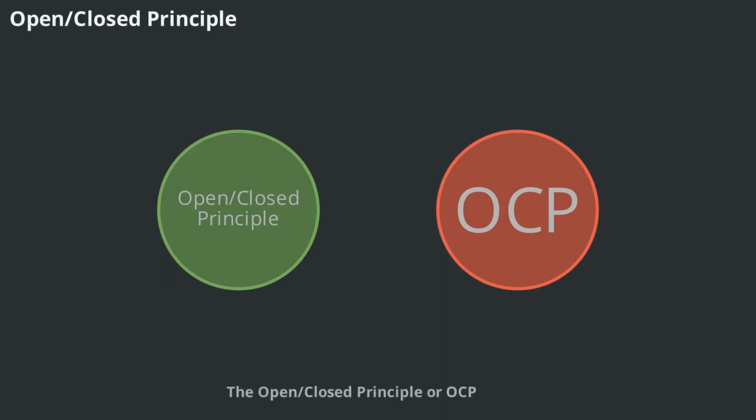The open-closed principle, or OCP, states that software entities like classes and modules should be open for extension but closed for modification. This means you can add new features by extending existing code, not by changing it. OCP encourages the use of interfaces and abstract classes, allowing your system to evolve without breaking existing functionality. Let's look at a Spring Boot example.